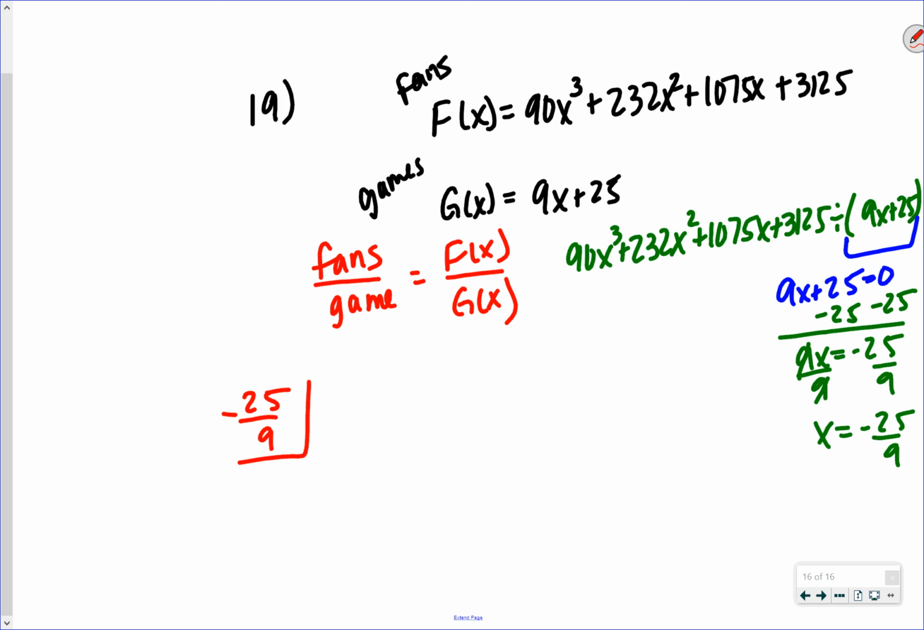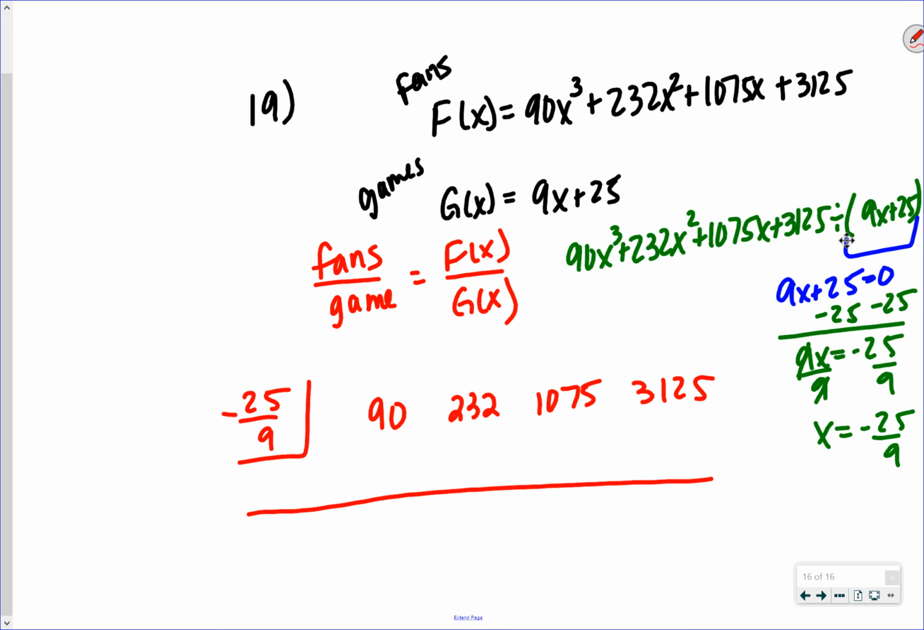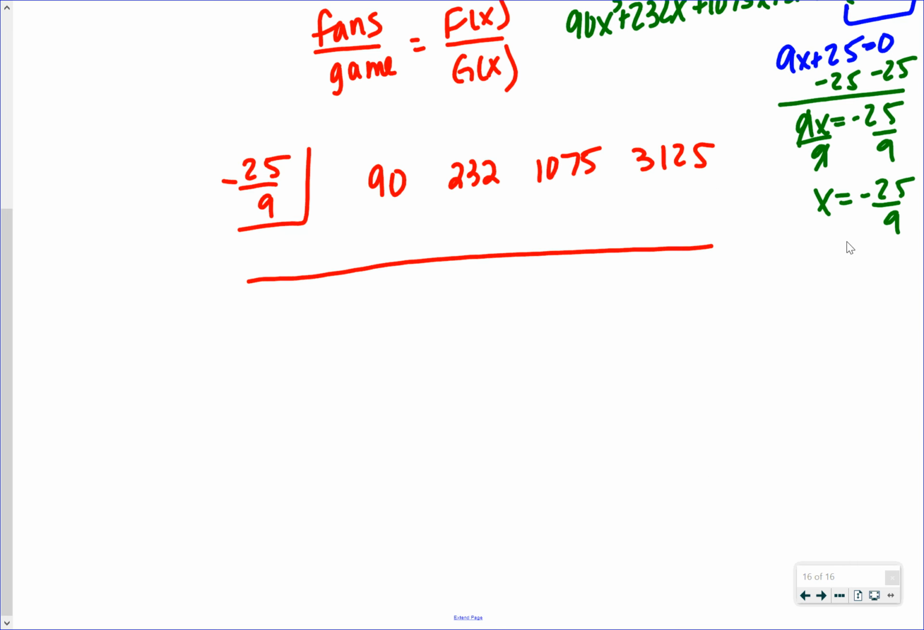Across the top are my coefficients. So I have 90, 232, 1075, and 3125. I don't miss any degree, so I don't need to worry about that. Now I'm going to start by bringing down my 90. 90 times negative 25 over 9. Well, 9 goes into 90 10 times. 25 times 10 is negative 250. Add straight down. 232 minus 250 is negative 18.